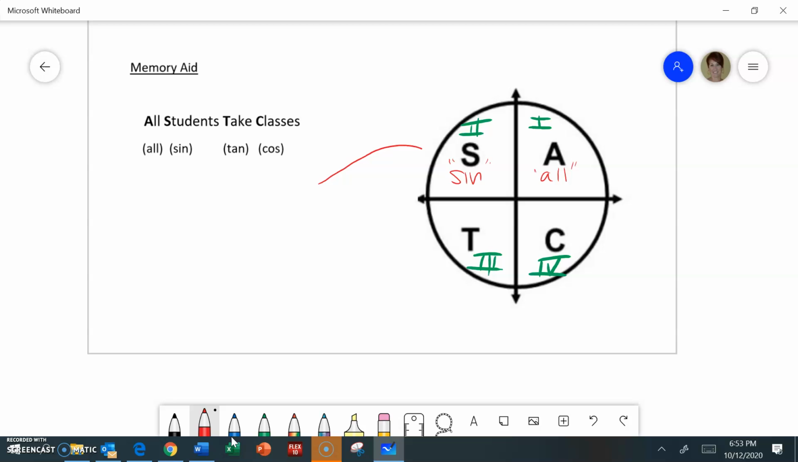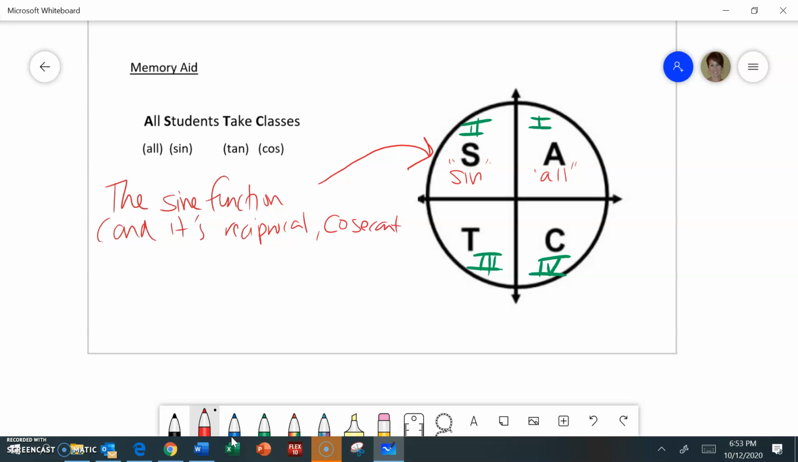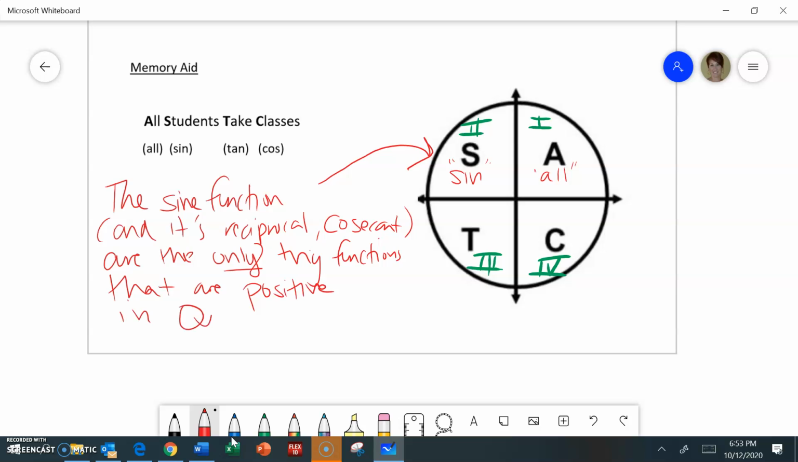And what that means, and I'm going to write this down here, and you might want to do this to understand, is that the sine function and its reciprocal cosecant are the only trig functions that are positive in quadrant 2. So I know that's sloppy. It's hard to write with my stylus.